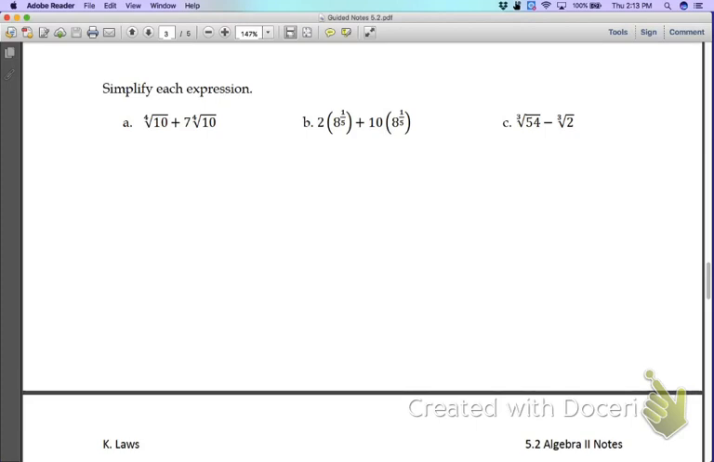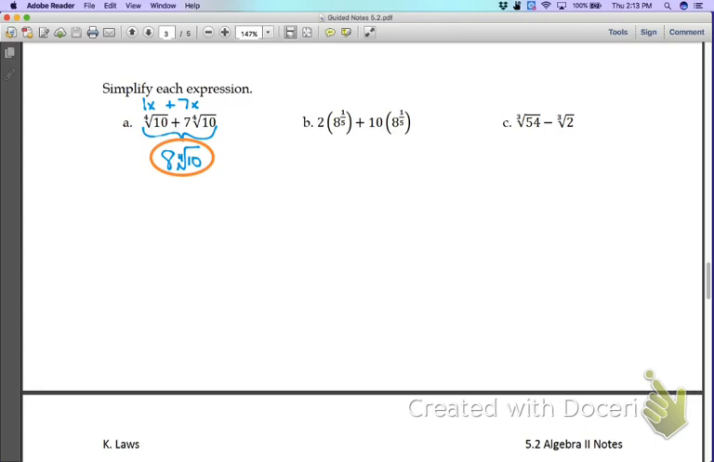Don't give these too much respect. What if I had 1x plus 7x? 8x. You know what the fourth root of 10 plus 7 times the fourth root of 10 is? 8 times the fourth root of 10. Don't give it too much respect. It's really just another variable.